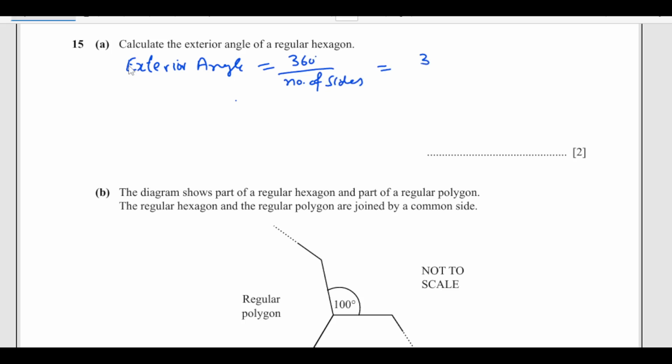So 360 over 6, because a hexagon is a polygon having 6 sides. So divided by 6, this is 60, so it is 60, right.